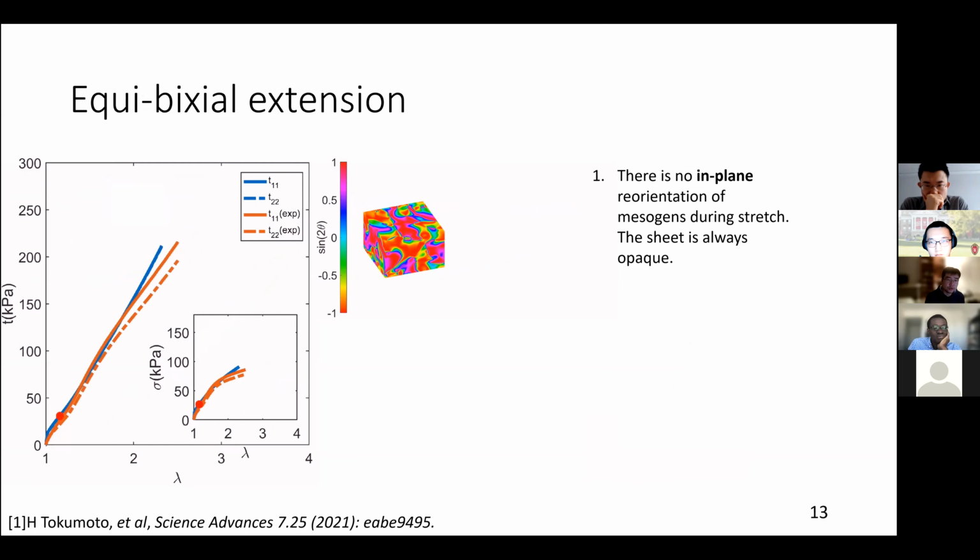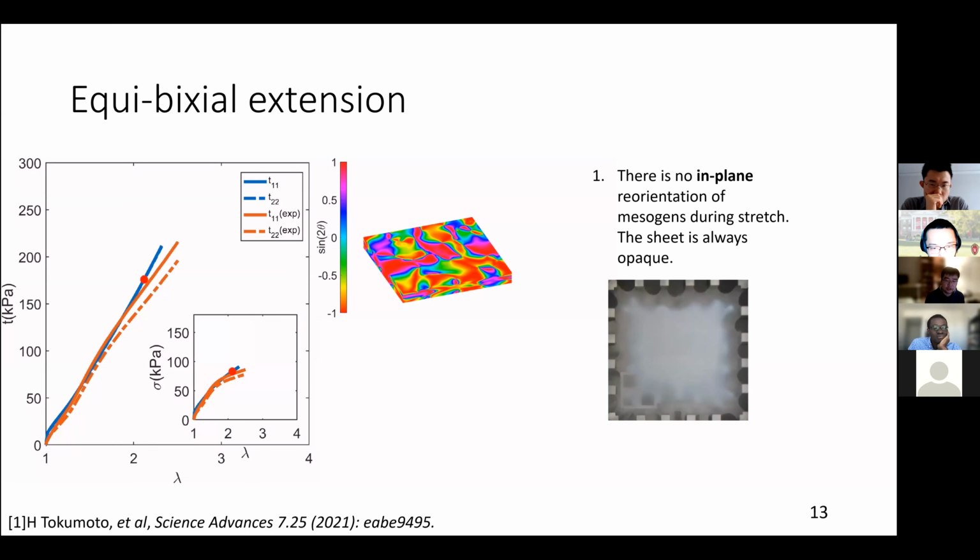As a comparison, we can look at the equibiaxial extension case. Here, if we look at the evolution of the microstructure, we can see that there is basically no change in the in-plane orientations of the liquid crystal molecules because the color is not changing. And if we look back at the liquid crystal elastomer sheet, there is no transparency change. The sheet is always opaque.